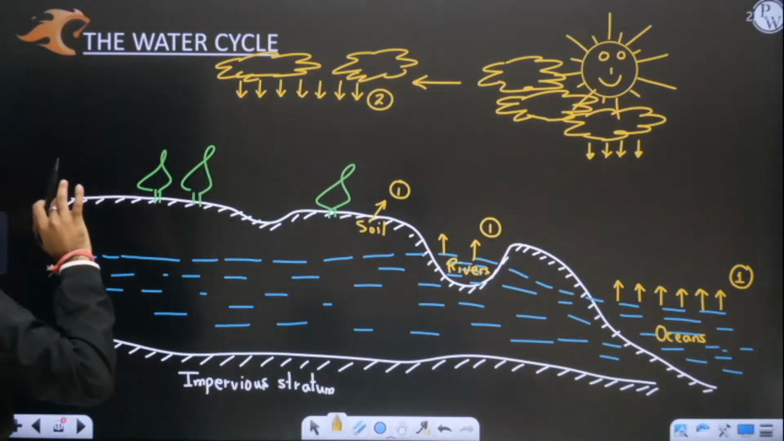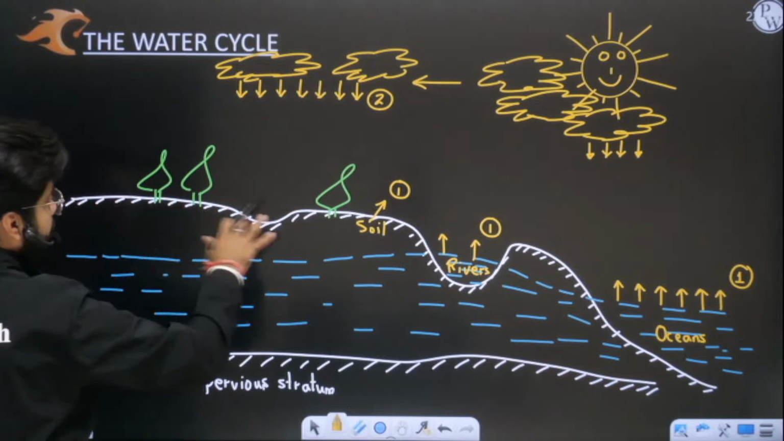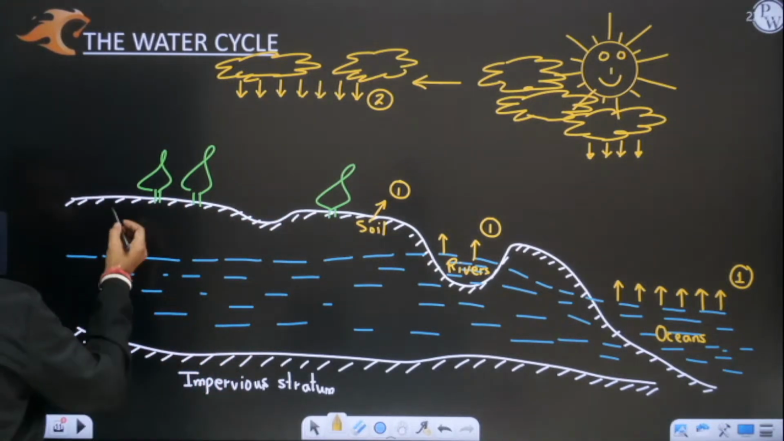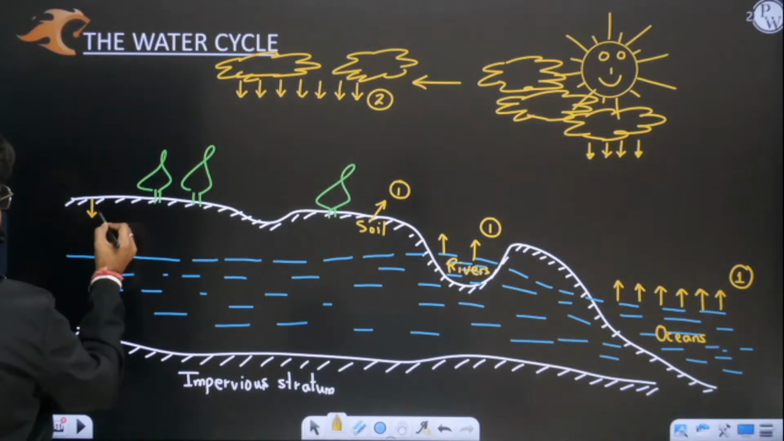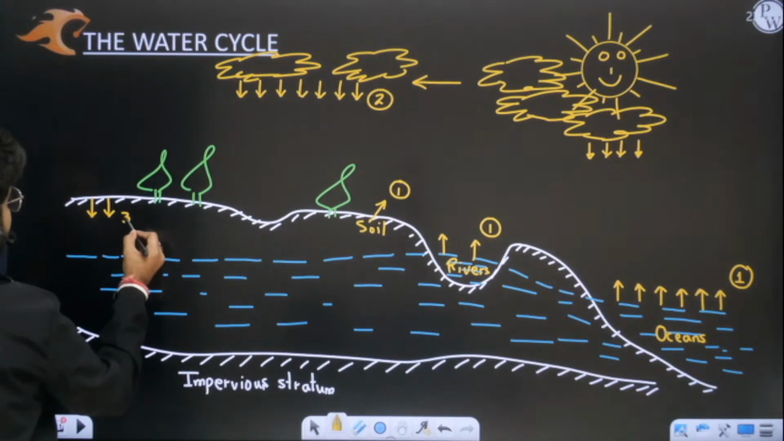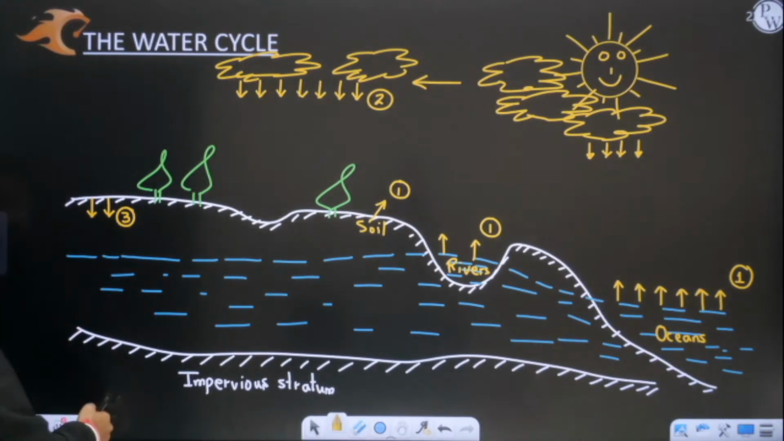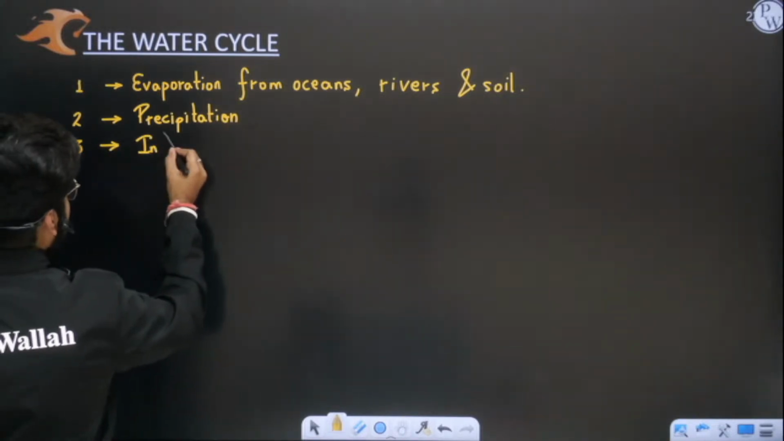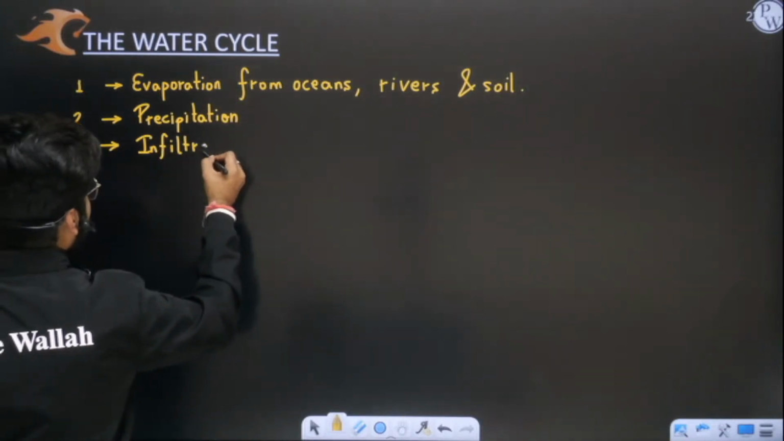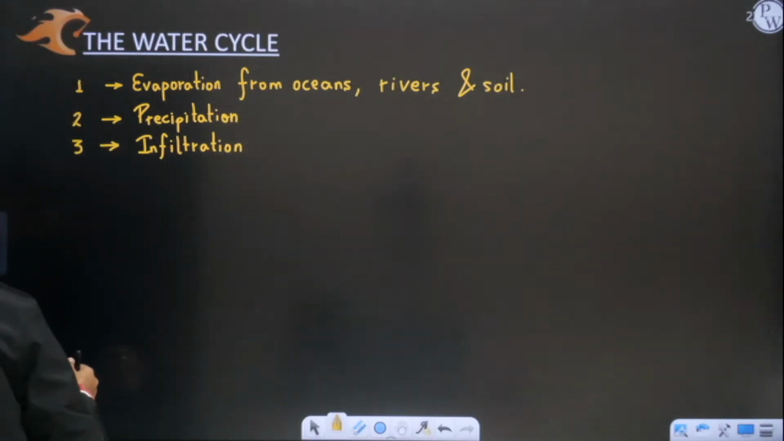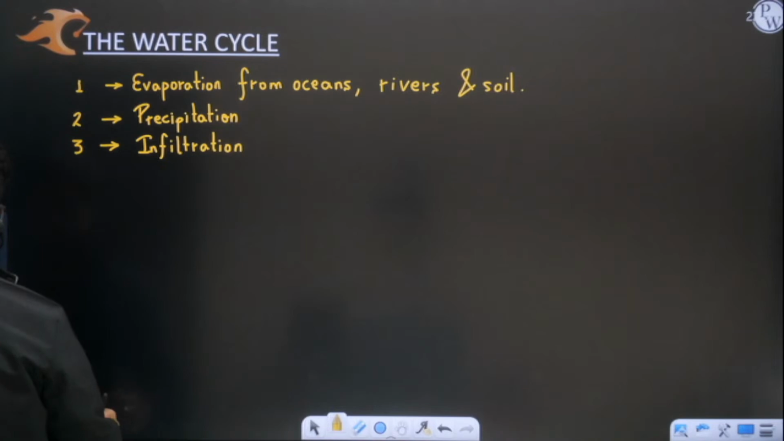Now whatever water reaches the surface of the earth, some water will start infiltrating the topsoil. Some water will move inside the topsoil, and the water which moves inside the topsoil is known as infiltration. Number 3 is infiltration. If someone asks you what is infiltration, I will simply say infiltration is nothing but movement of water.